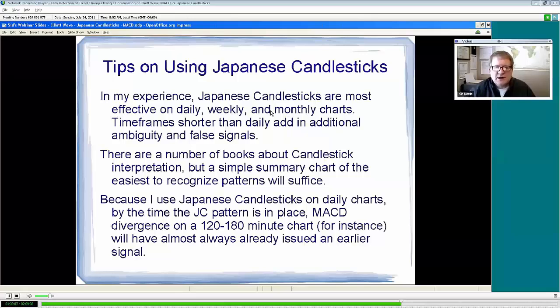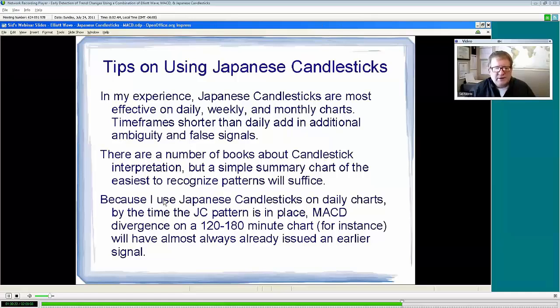So I use these on daily, weekly, and monthly charts. And there's a whole bunch of books and places on the internet. I would just find a quick summary of the most popular candlesticks. Just print it out and pin it on your wall so you can have quick reference to those.